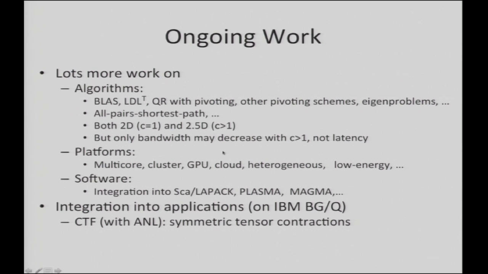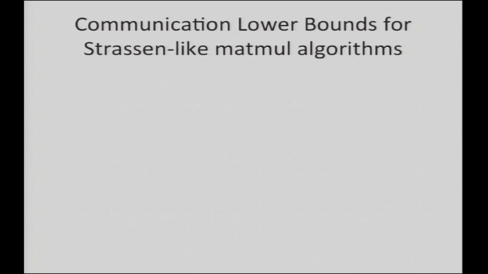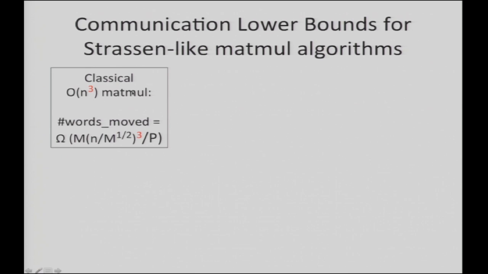So let me just do one more dense linear algebra thing because it's not an n-cubed algorithm, it's Strassen's algorithm, okay? And then I'll go on to beyond linear algebra. So let me just remind you of what the lower bound was that I told you about for classical n-cubed matrix multiply. This is the same formula I did before, I just wrote it a little bit differently. It's still n cubed over p, the number of flops, divided by the square root of the memory size. The reason is to simplify the typesetting. What is the lower bound for Strassen? All I have to do is change 3 to log base 2 of 7, 3 to 2.81.